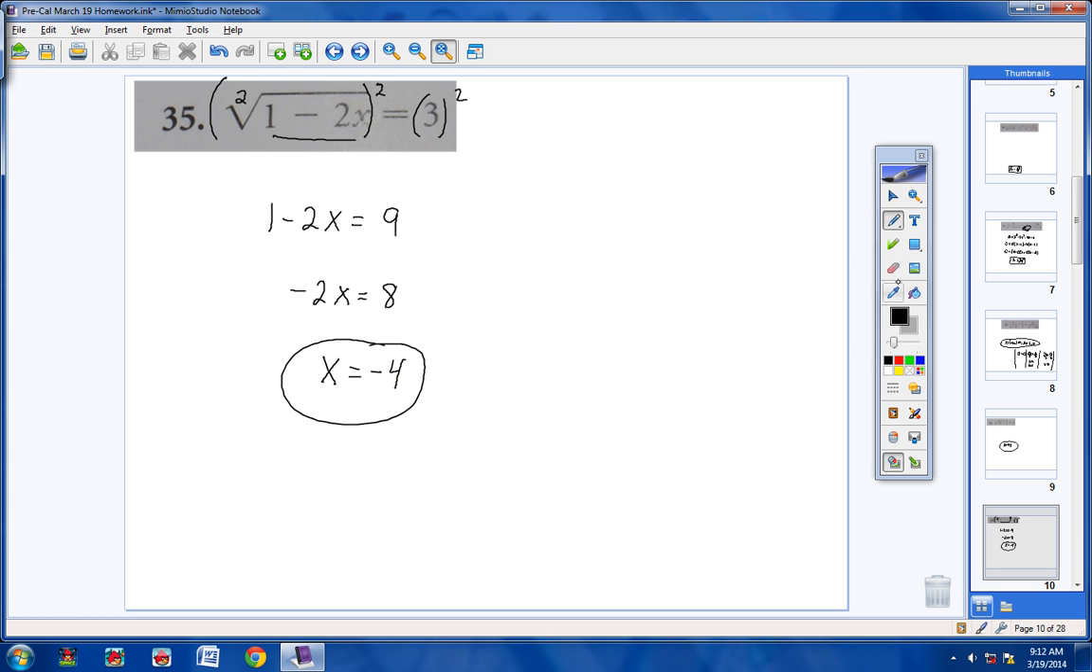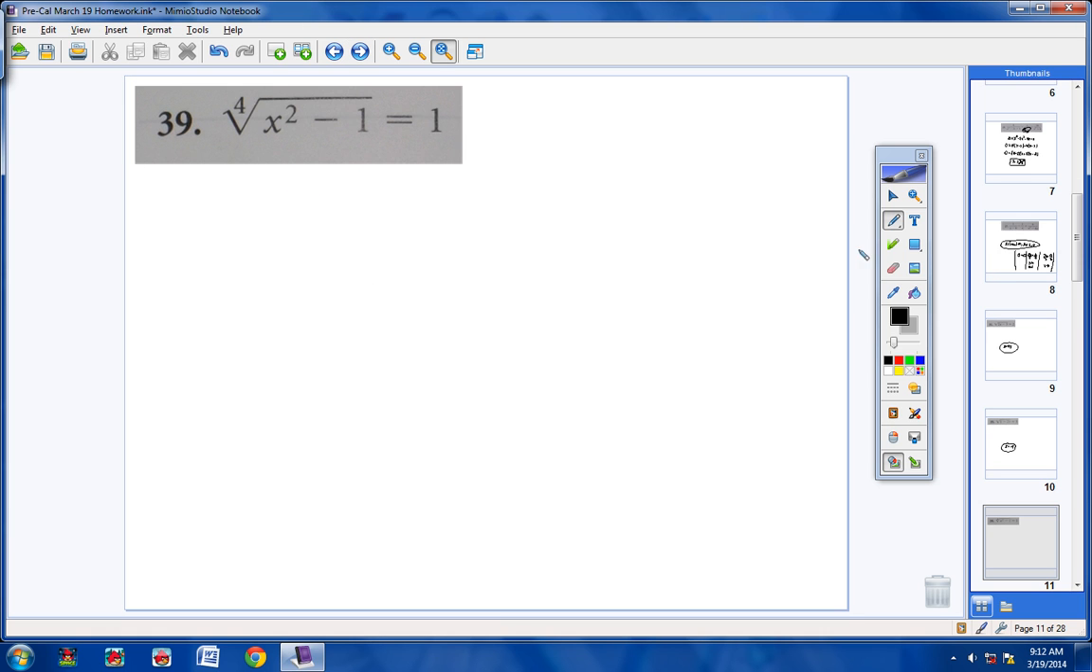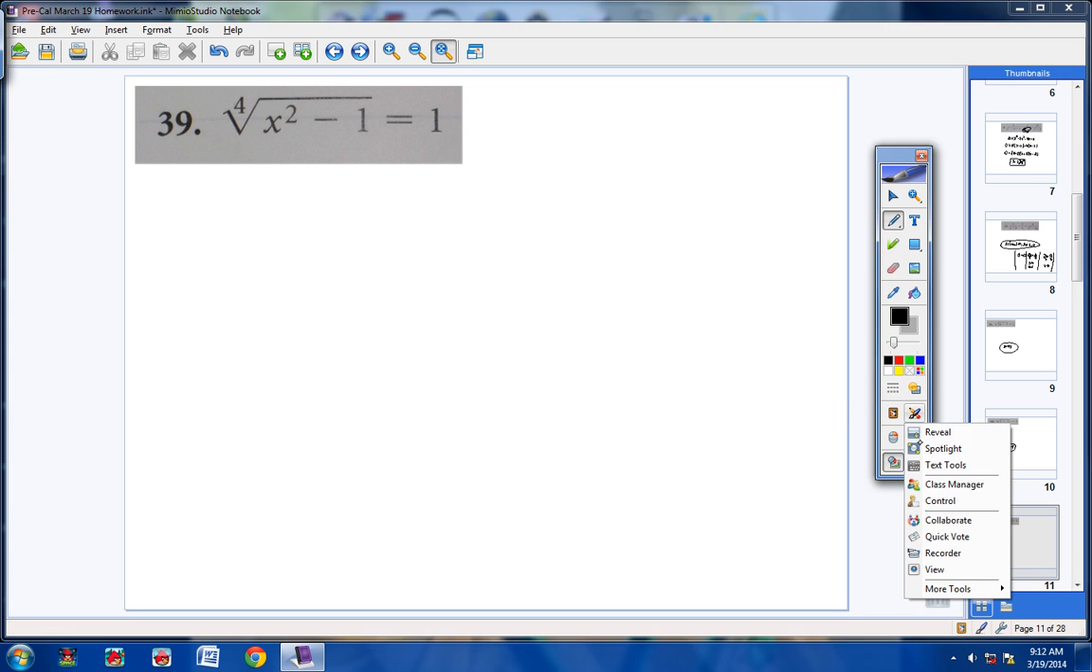Okay, now don't forget, whenever you're dealing with these root equations, you do want to check for extraneous solutions, and negative 4 does work. If you put a negative 4 here, you would get a positive 8, plus 1 is 9, square root of 9 is 3, you will get 3 equals 3. Alright, moving on to number 39. Okay, we're going to eliminate our radical. Well, first of all, you must isolate it completely. You must isolate the radical completely.